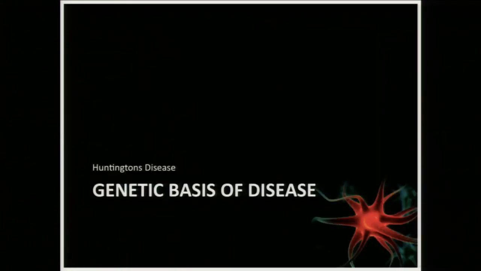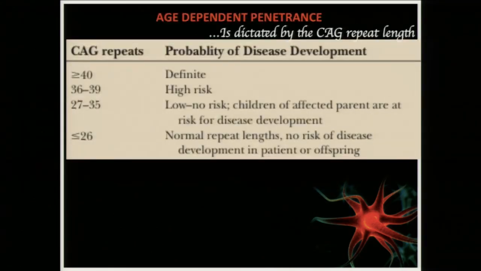So let's talk a little bit about the genetic basis of disease. So I think this is a very helpful chart. And what you can see here is that if there are more than 40 repeats of that triplet, then we know that the person will develop disease. That's a definite. For people who have less than 26 CAG repeats, we know that they're not at risk of development of disease. So those are our two absolutes in this chart.